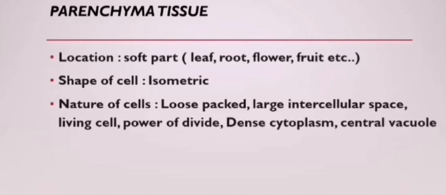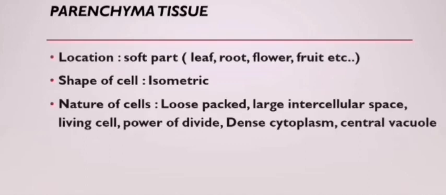So parenchyma tissue will be present in root, it is present in flower, it is present in fruits, it is present in the stem region, the growing part of the plant. The shape of these cells is isometric and the nature of the cell, it is always loosely packed, which means that there is not much space between two adjacent cells. So that's why it has a large intercellular space. That means the distance between one cell to another cell is very large. So that is why they are loosely packed.